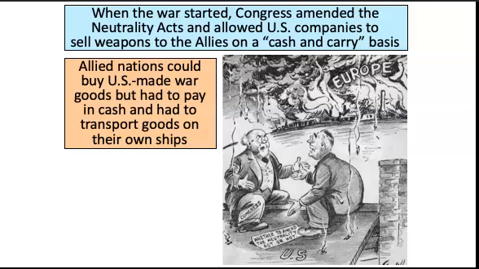Now, when the war started, Congress had amended those Neutrality Acts to allow U.S. companies to sell weapons to the Allies on a cash and carry basis. Now, the British Navy still controlled the seas. Therefore, if the United States ended its arms embargo, it would only help Britain, not Germany. Roosevelt persuaded Congress in 1939 to adopt a less restrictive Neutrality Act, which provided that a belligerent could buy U.S. arms if it used its own ships and paid cash. Technically, cash and carry was neutral, but in practice, it strongly favored Great Britain.